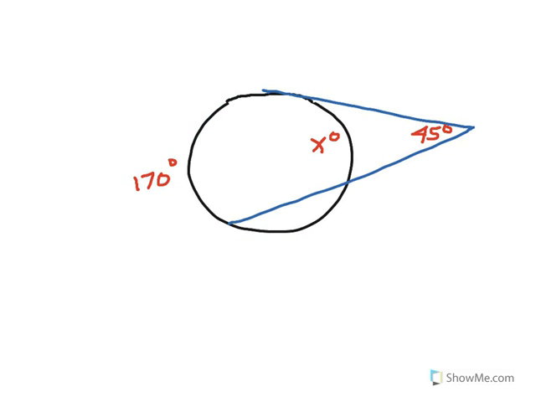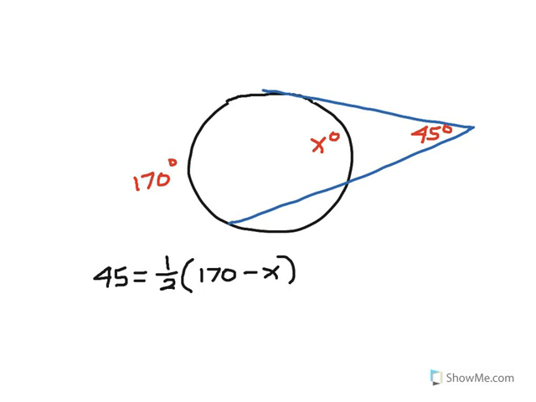Okay, in the next little example, I have a secant and a tangent drawn to the circle from an external point, and that external angle there is 45 degrees. So I have to find the measure of arc x there, x degrees. So I can set up an equation to do this. I know that the 45-degree angle has to be half of the difference between the two intersected arc measures. So half of 170 degrees minus x degrees.